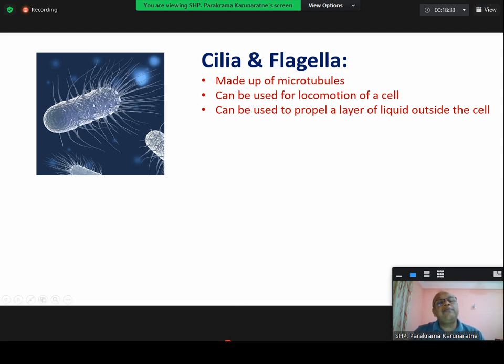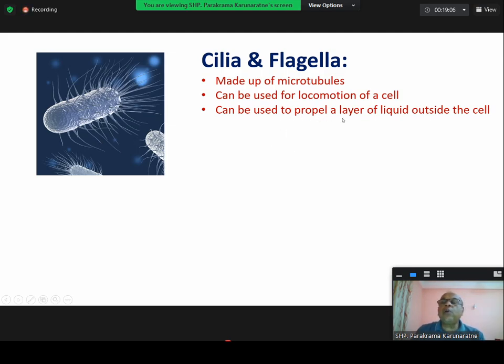Now these single-celled animals usually have structures using which they can move. It's like a boat. With the paddle you can move, right? By waving these cilia, these cells can move. So, can be used for locomotion of a cell means going around using these, right?